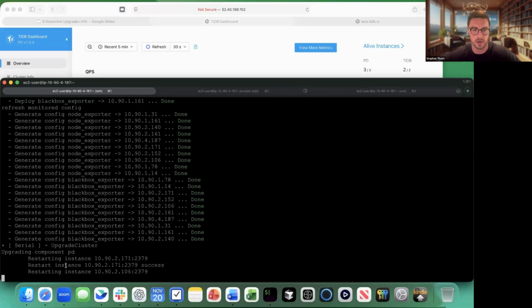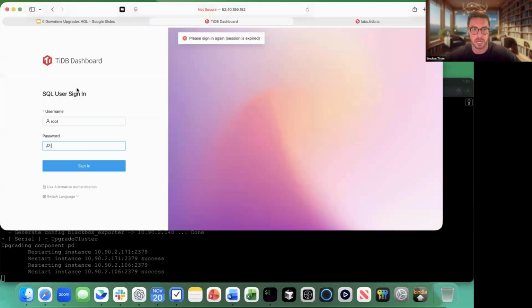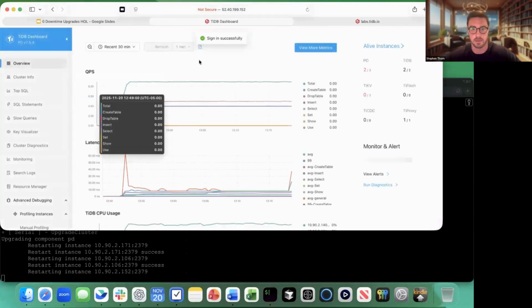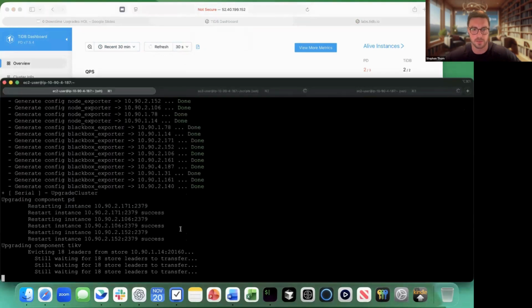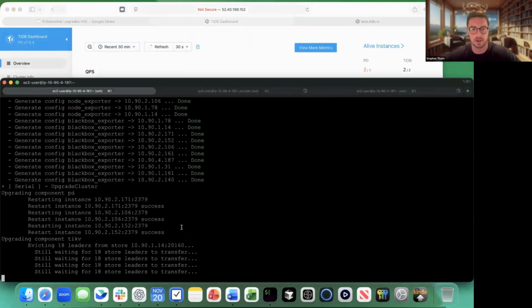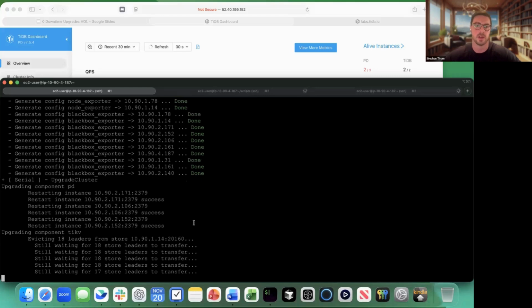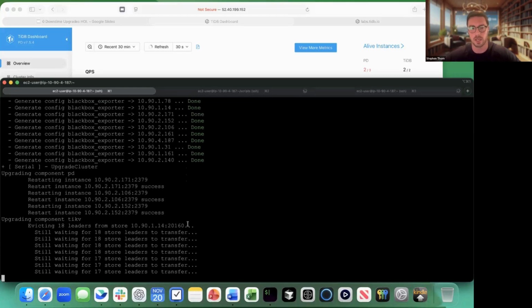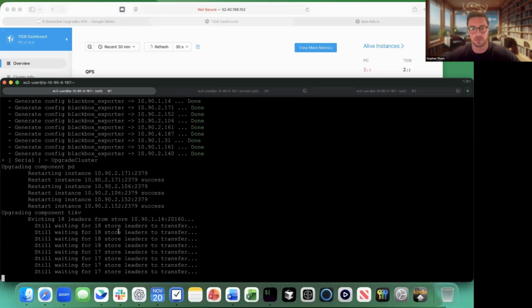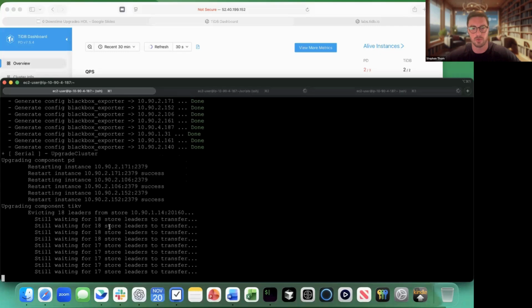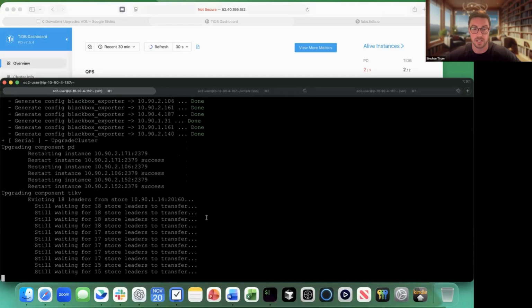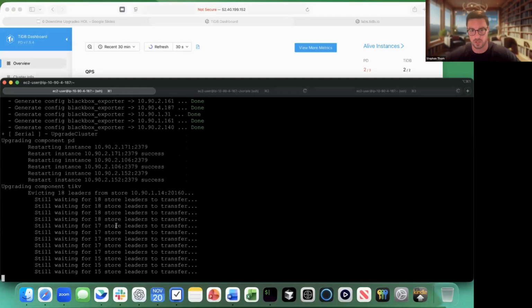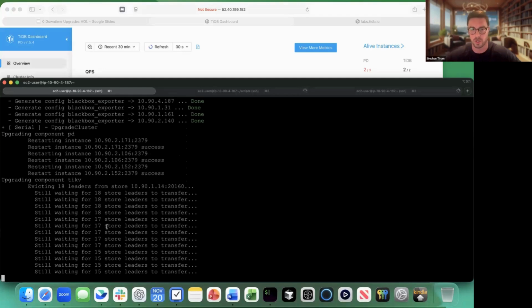So you can see how quickly these are restarting. And because our dashboard is actually on the PD node, I just need to sign back in. Okay, so PD is successful and it's done. It's now going through and doing the TiKV nodes. So like I mentioned, all of the leader nodes of those Raft regions are going to be moved to other TiKV nodes before upgrading, so there's no service interruption. And that's what these lines are stating here. So still waiting for 17 stored leaders to transfer.